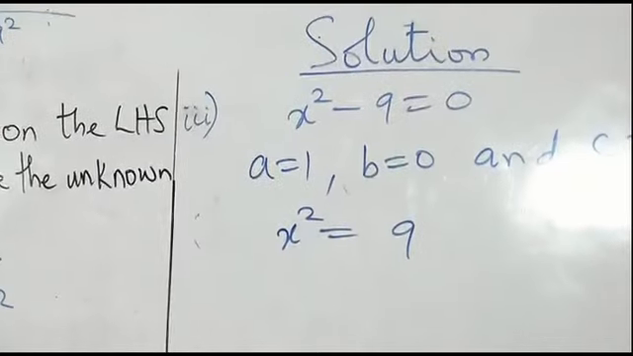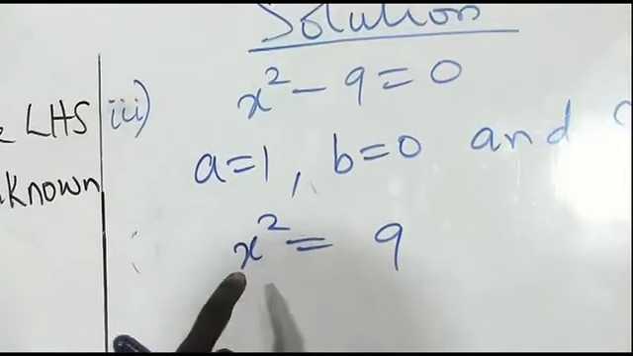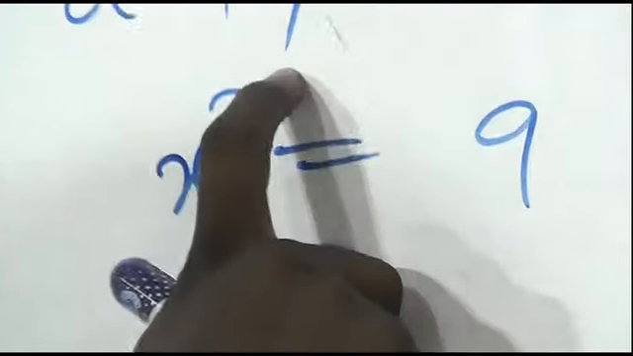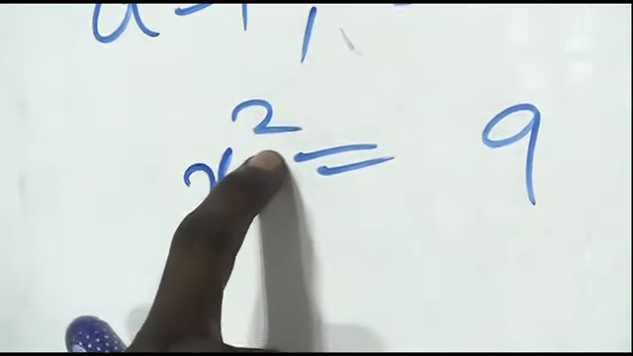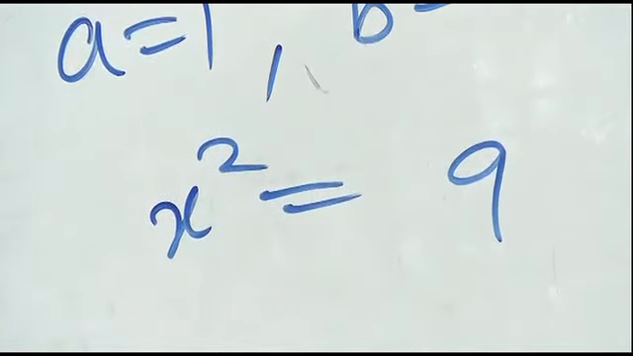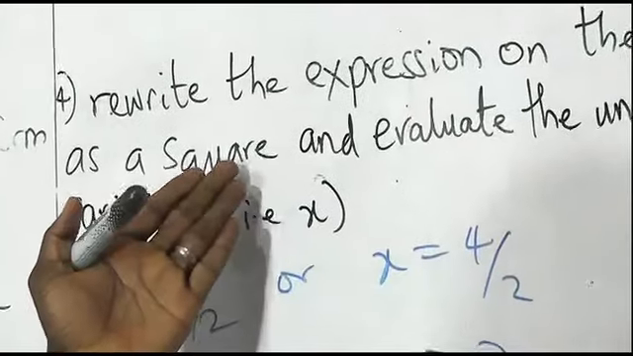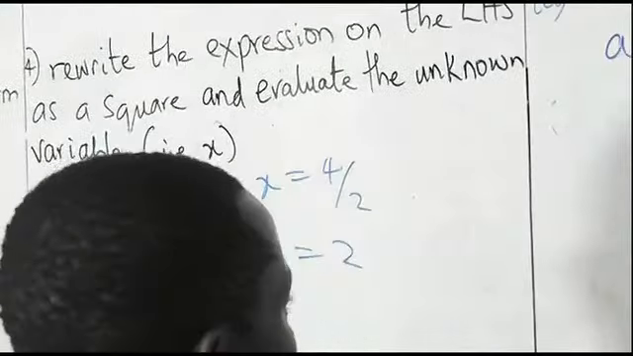Step 3 says complete the square on the left hand side by adding that term to both sides. For this particular problem, the expression on the left hand side is already a square. So there is no need for you to add any term to this, because this is a square. You have x squared here. The term on the left hand side is squared already. And that means that step 4, write the expression on the left hand side as a square, we don't need that as well. Then we'll move straight to evaluate the unknown variable, which is x.